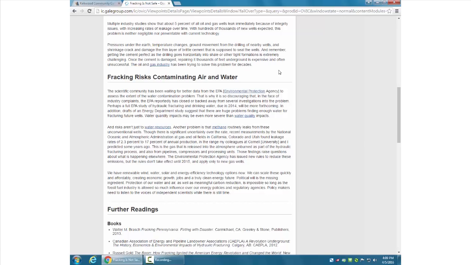And shrinkage crack and damage the thin layer of brittle cement that is supposed to seal the wells. And remember, getting the cement perfect as the drilling goes horizontally into shale or other tight formations is extremely challenging. Once the cement is damaged, repairing it thousands of feet underground is expensive and often unsuccessful. The oil and gas industry has been trying to solve this problem for decades.